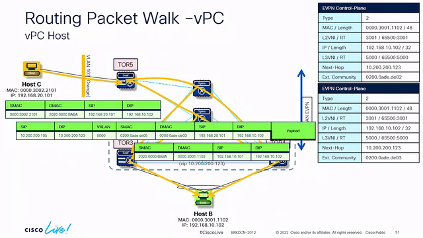In this case, it will be here the Tor3, which is this one on the left. So we route this packet. It will reach the destination, and either of the two VPC peers will be able to deliver this information.